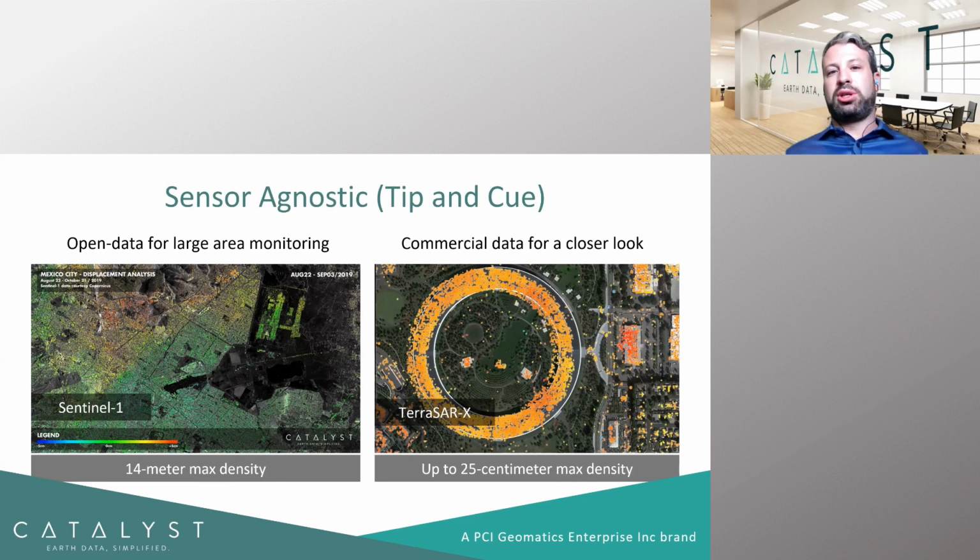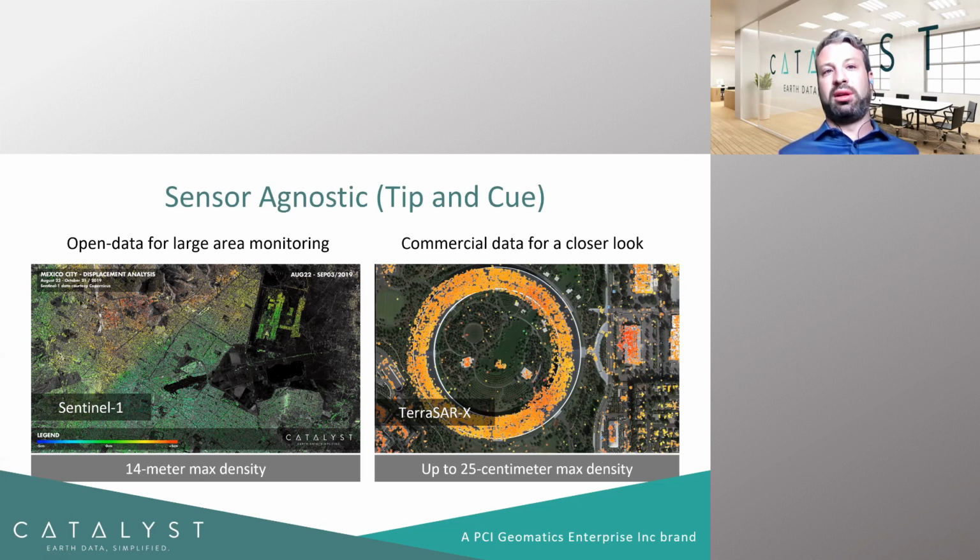Now, there's a really interesting technique before I go into the demonstration. We are sensor agnostic, and we provide these measurements using our algorithms and our science. We can provide them using open data, which is often used for large area monitoring. This is more to get an aggregate or general understanding of the ground movement in very large regions, whether it's a full city or an entire state. The benefit of this is that the data itself is free, essentially, so you're really just paying for the cost of processing the data. And this is capable of getting 14-meter maximum density.